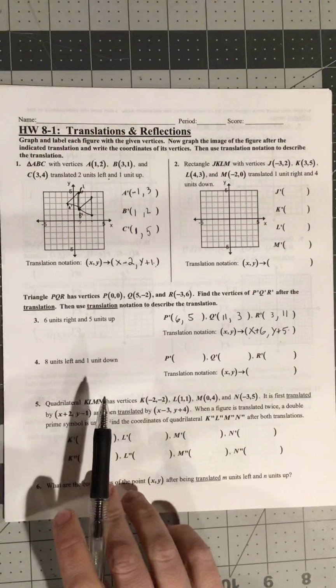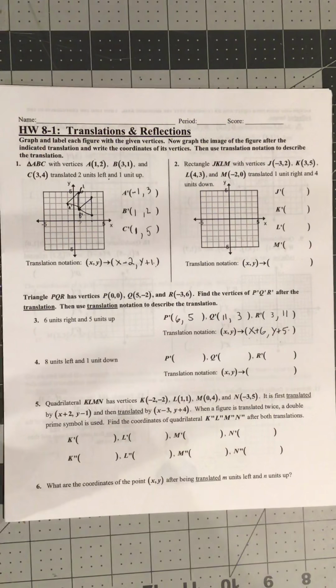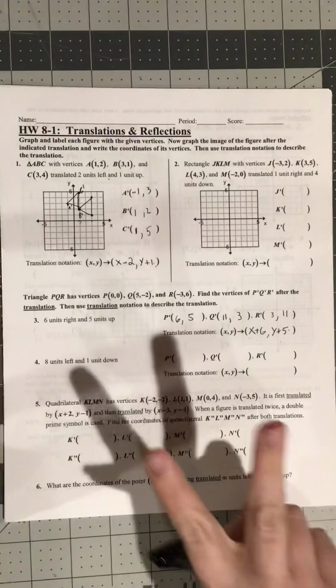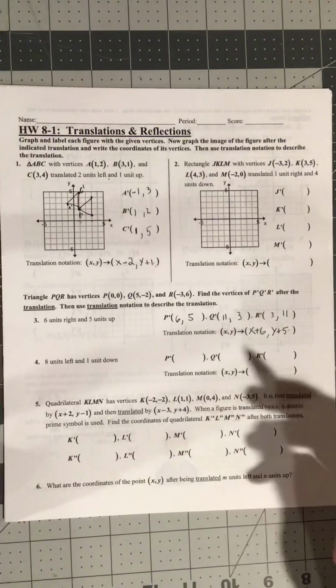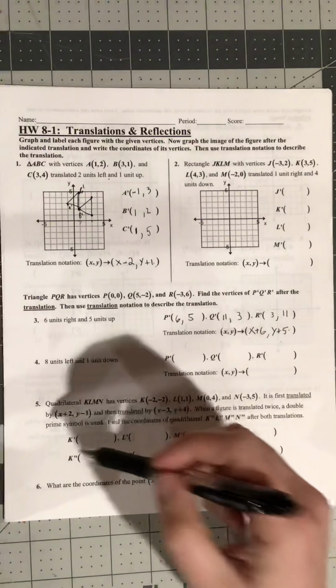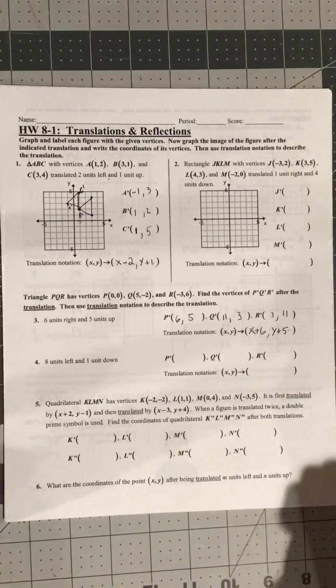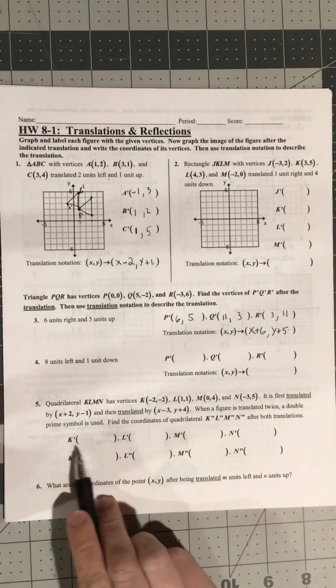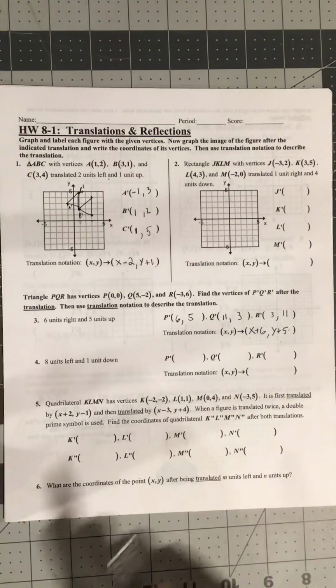In this one we're translating twice, so we have two translations. First of all, they're giving us our translation notations. Now we just need to figure out what K prime and then K double prime are. You're going to be having to use that. So let's look at our K prime first, L prime, M prime, and N prime.